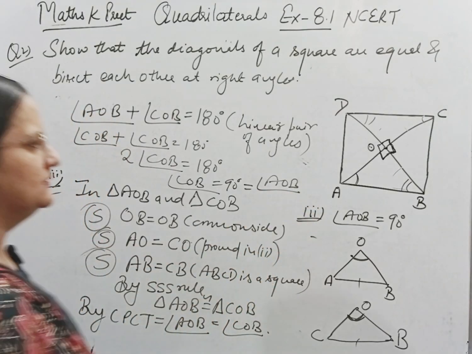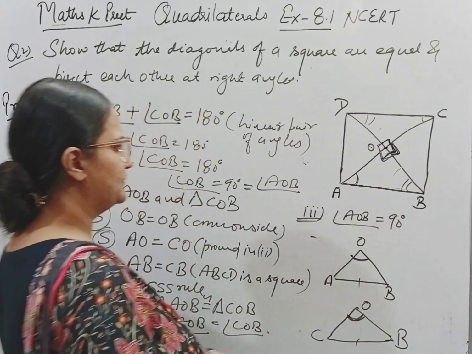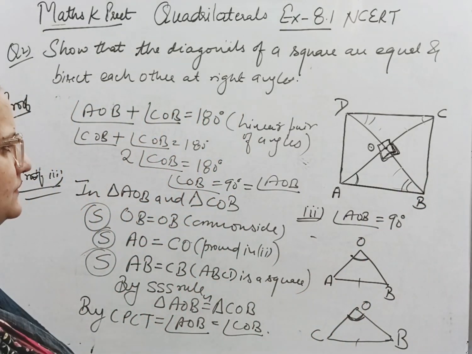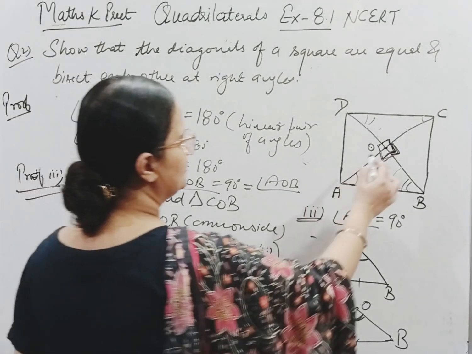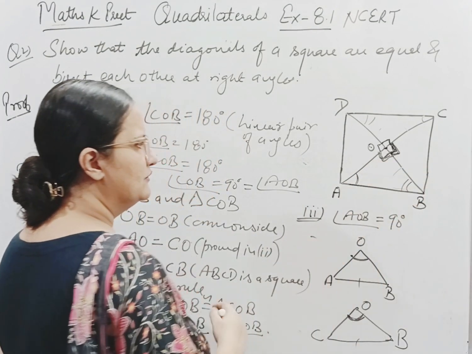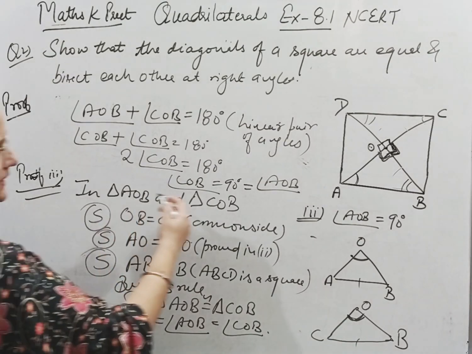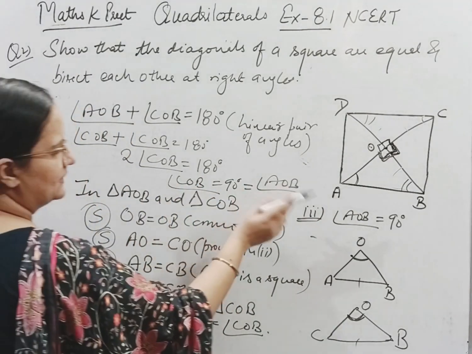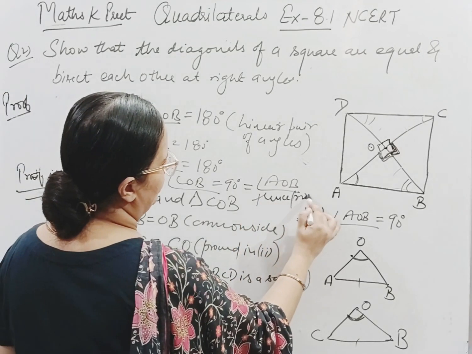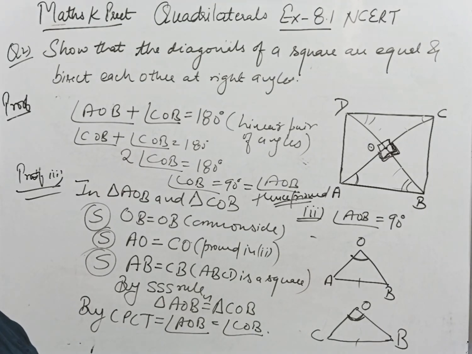So I have proved that these two angles are 90 degrees, which is enough to show that these diagonals are bisecting at right angles. So here you can write, therefore diagonals of a square, AC and BD, are bisecting at 90 degrees, hence proved. So this was the proof for the third part.